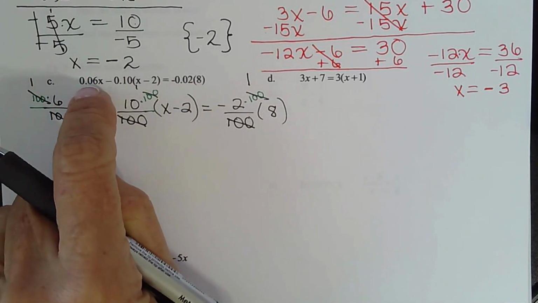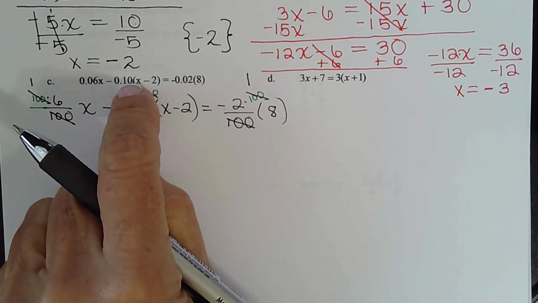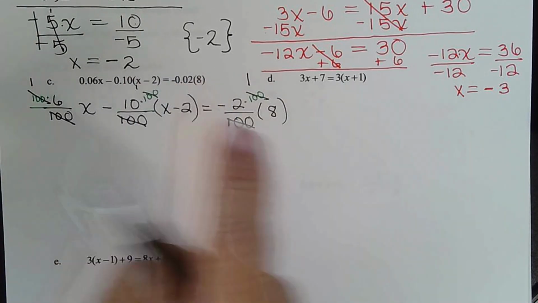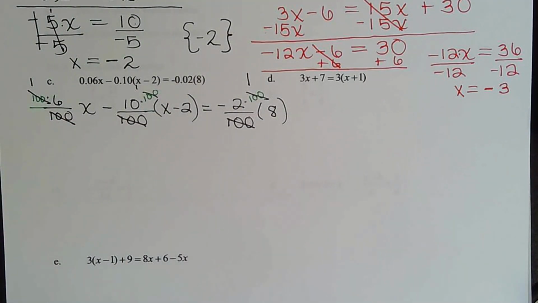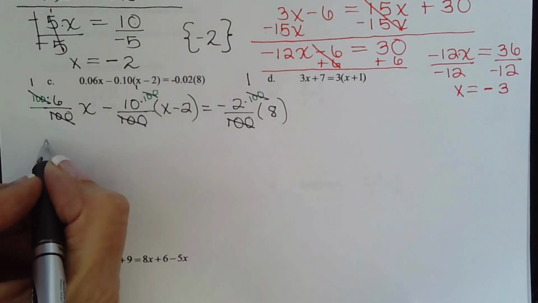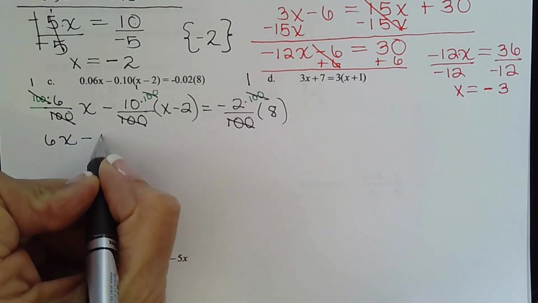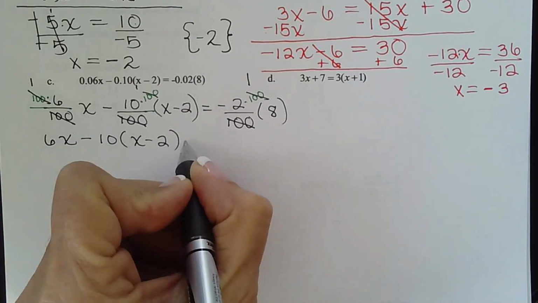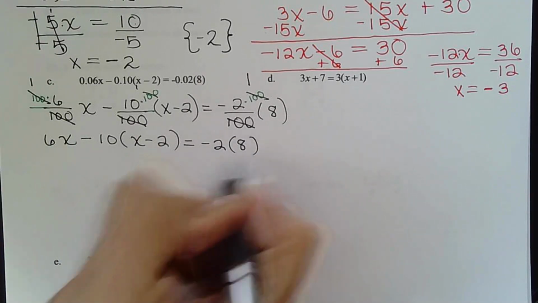So you multiply this by 100, which moves it into 6. You'd multiply this by 100, which moves it into 10. You multiply this by 100, which moves it into 2, which is going to be the exact same step we have now. So either way you want to do it is fine. So this first term is now just 6x. The second term is now negative 10 times (x minus 2). And this third term is now negative 2 times 8.